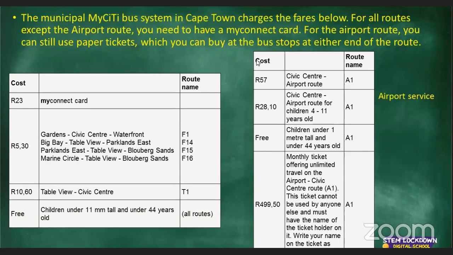Then, yeah, let me continue. So this is the tariffs. They're showing you how the fares are charged for the MyCiti bus, which is a bus system they use in Cape Town. For all the routes, you get a MyConnect card, but you do not get it if you use the airport route. For the airport route, you can still use paper tickets, which you can buy at the bus stops at either end of the route. So for those who know the Gautrain, it would be like when you go to all other places, you have the Gautrain card, except when you go to the airport, you need to buy the paper tickets. Same way with Putco, those different examples. But I just want you to relate it to what you may be familiar with.